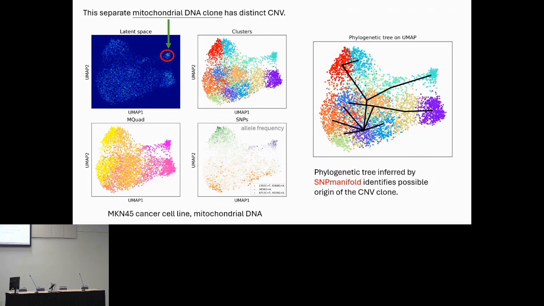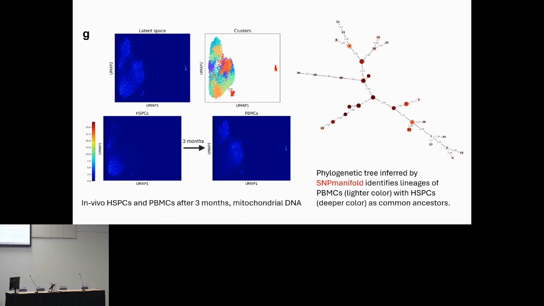And then we also find out that this separate mitochondrial DNA clone also has distinct CNV in the nuclear genome. So this is quite interesting because distinct CNV, of course, comes from distinct origin. And our analysis on the mitochondrial DNA also proves that they also have a distinct set of mitochondrial mutations. So this may prove the tracing power of mitochondria. And then the phylogenetic tree constructed by our method can identify a possible origin of these CNV cells to the closest normal cells.